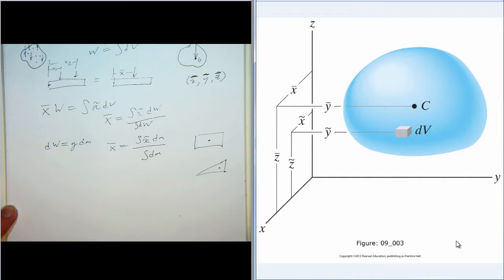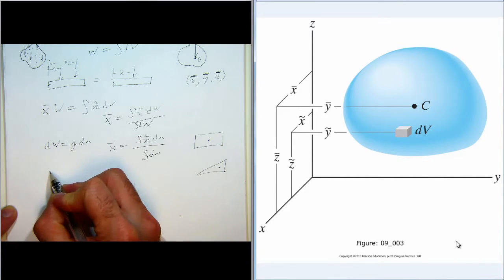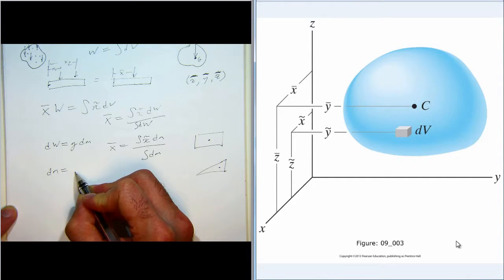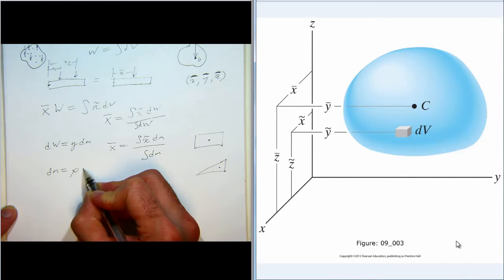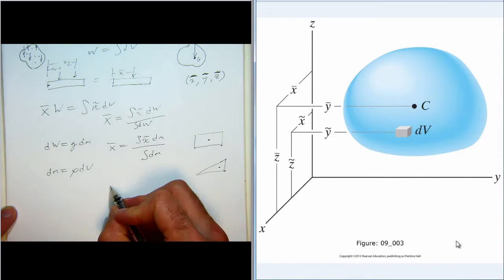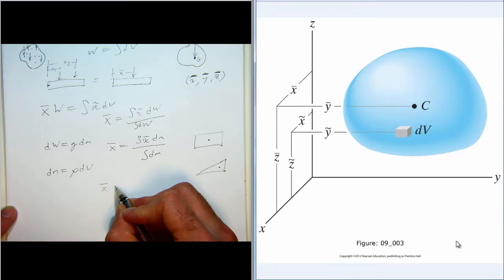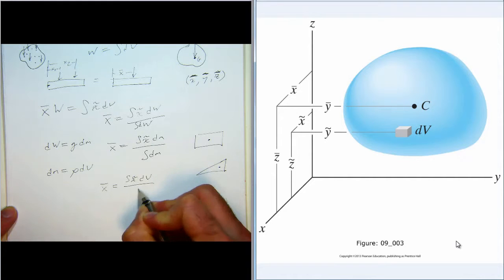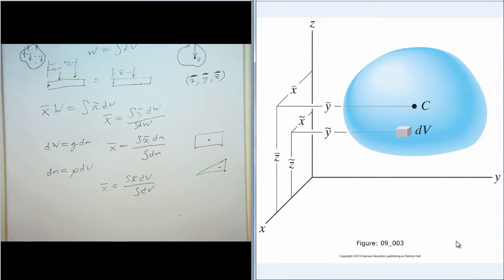So those are the centroids for these planar shapes. And to get the centroid for a rigid body, we use this relationship, so the mass of that particle is given by the density times the volume of the particle. And so assuming that we have constant density over the entire body, then we just say that this is the location for the x-coordinate of the centroid.